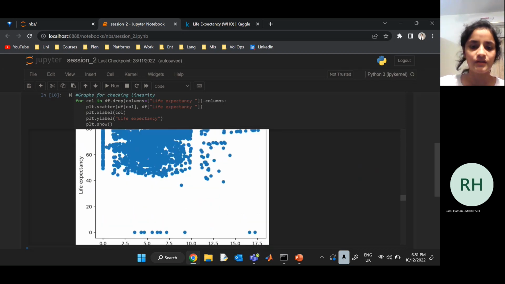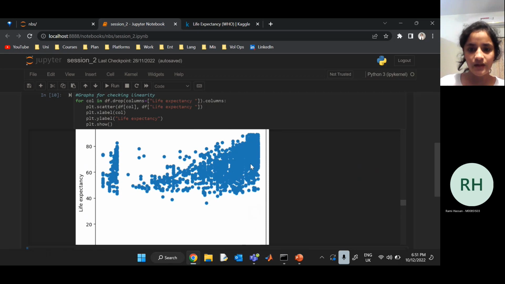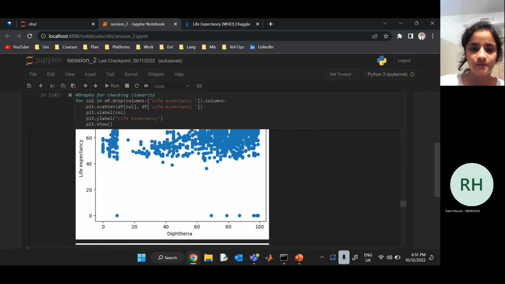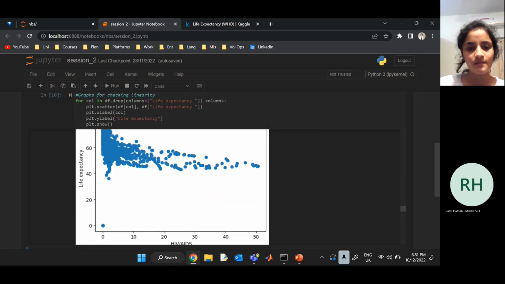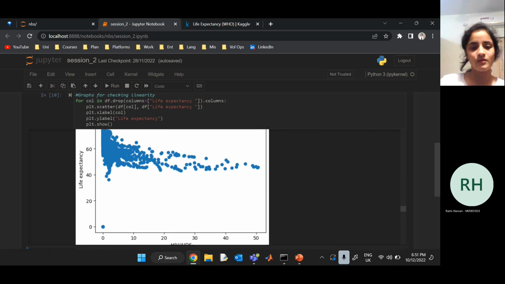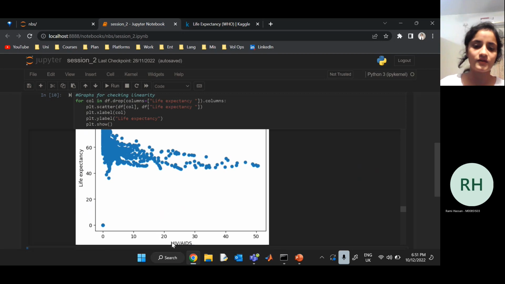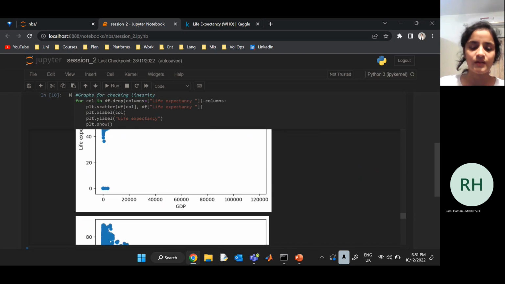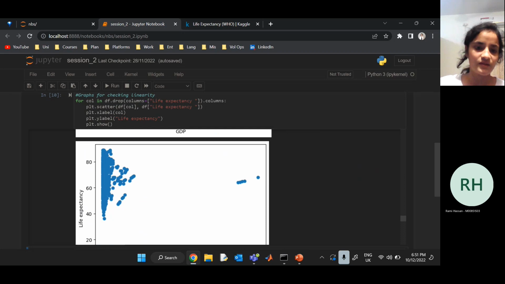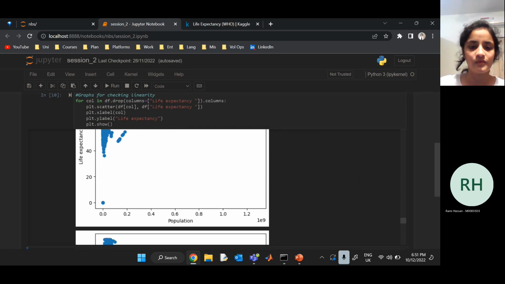It's with total expenditure. Here, there is a kind of linear relation. It's with respect to another immunization thing. Here, it's a negative slope. So, of course, with deaths caused by these diseases, it's going to be negative. Here, a little bit, but not much. It's with respect to GDP. Nothing much. It's all crowded in one place here. Population.